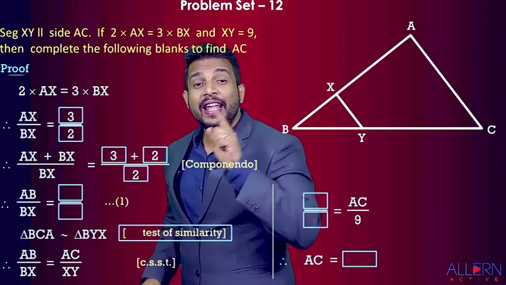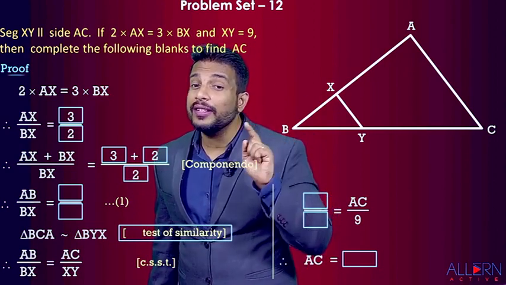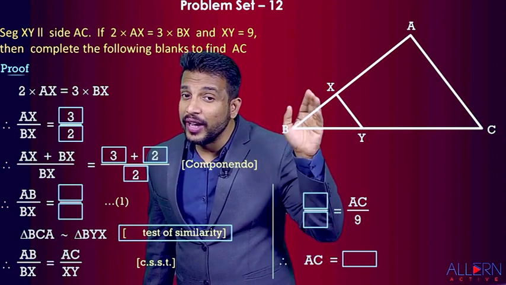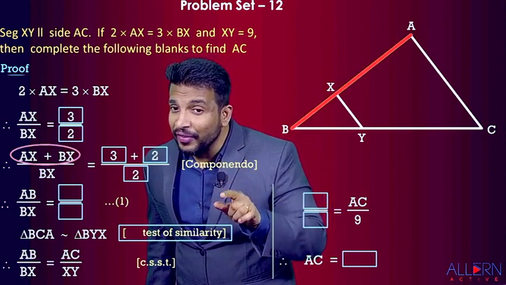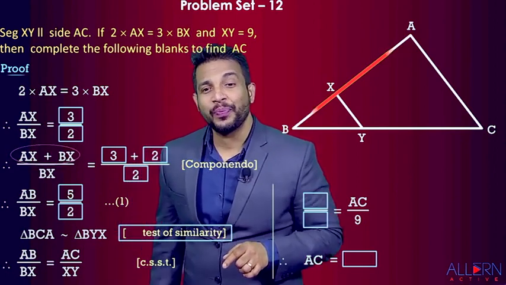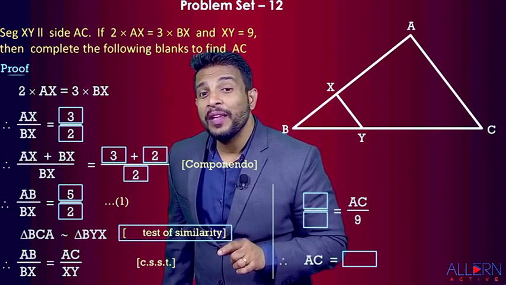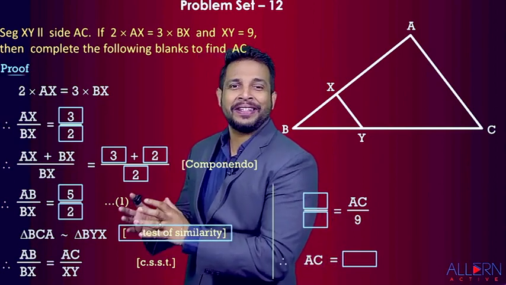So now what do we get? On the left hand side, AX plus BX, as you can see in the figure, is nothing but AB. The reason is A-X-B, betweenness. And on the right hand side we get 3 plus 2, that is 5, so we get 5 upon 2. So we got the value of AB upon BX as 5 upon 2. That will be marked as result number 1.